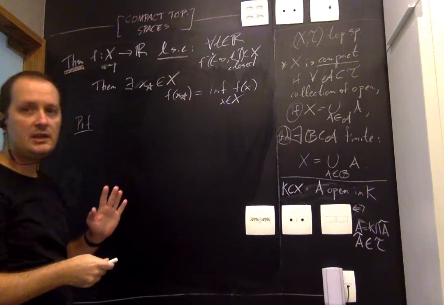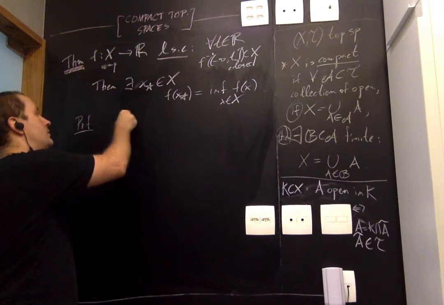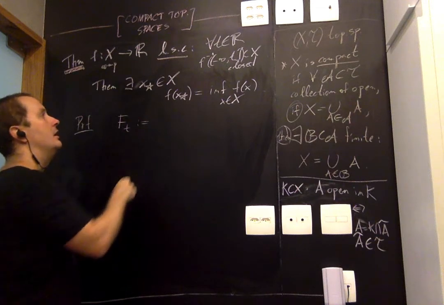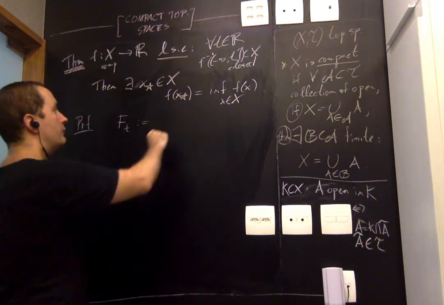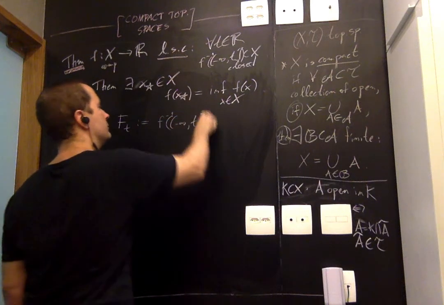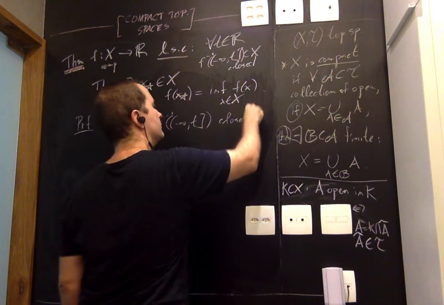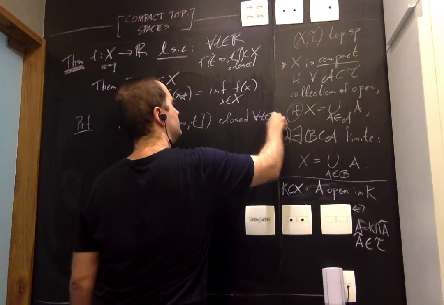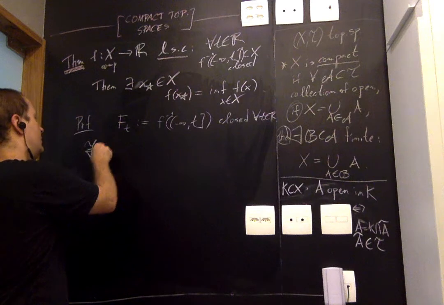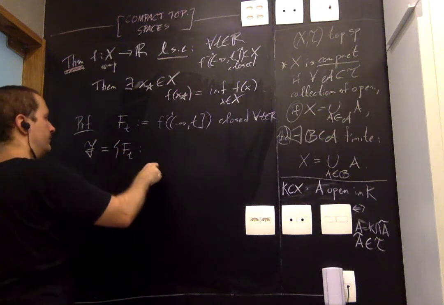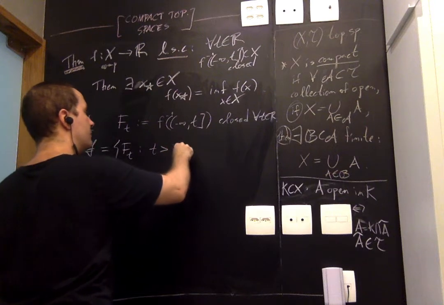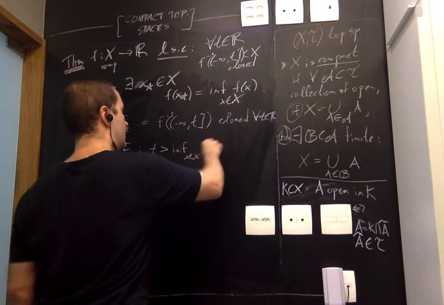Well, we're going to use this finite intersection property. So it's great that our definition of lower semi-continuous is in terms of closed sets. And my collection is going to be this collection here: F sub t, for t greater than the infimum over x of f of x.